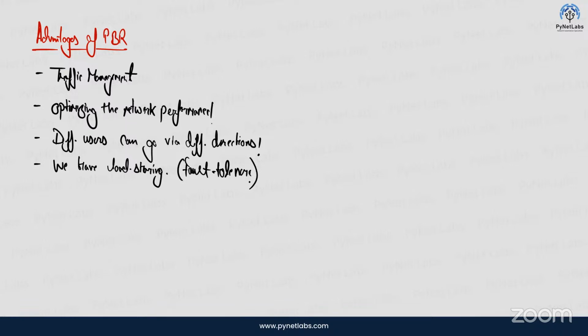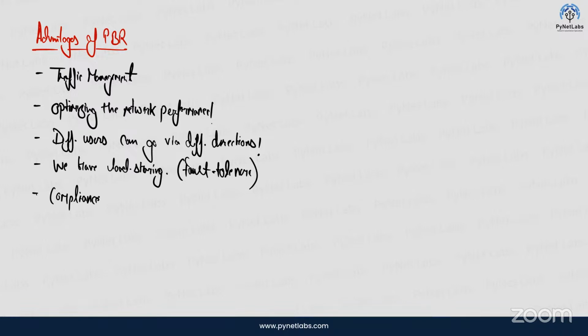And one more advantage of policy-based routing is compliance. Why am I saying compliance? Because it can be used to ensure compliance with internal policies or whatever external regulations are there. For example, you can route traffic through a VPN or a firewall to ensure compliance with security policies. So many things are like that.